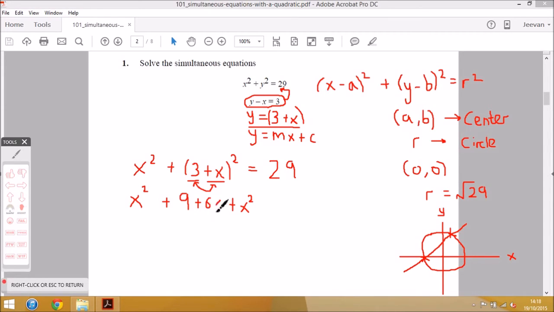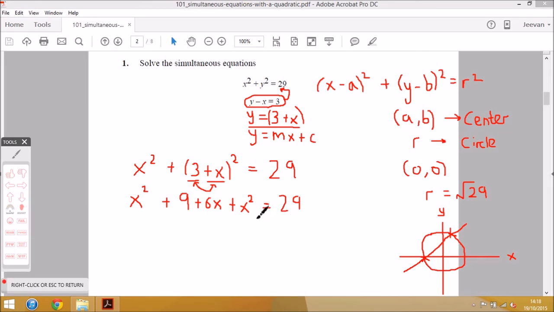So that's just a quick way of expanding a squared bracket. Just remember that TAP, that trigger action principle: square the first, then square the last, and then twice the product. So you multiply the 2 and then double it, which gives you 6x. Okay, this is all equal to 29.